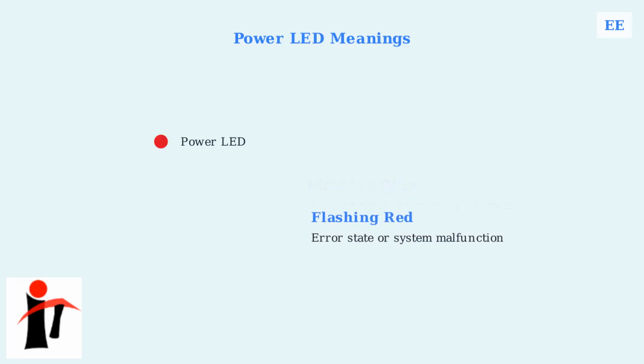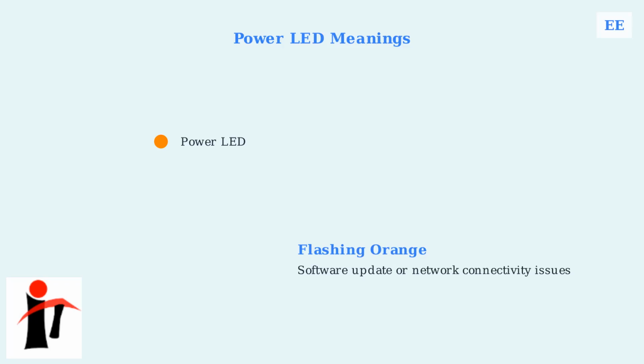Flashing red means error state or system malfunction. Flashing orange means software update or network connectivity issues. If there's no light at all, this could indicate no power supply or a hardware failure.